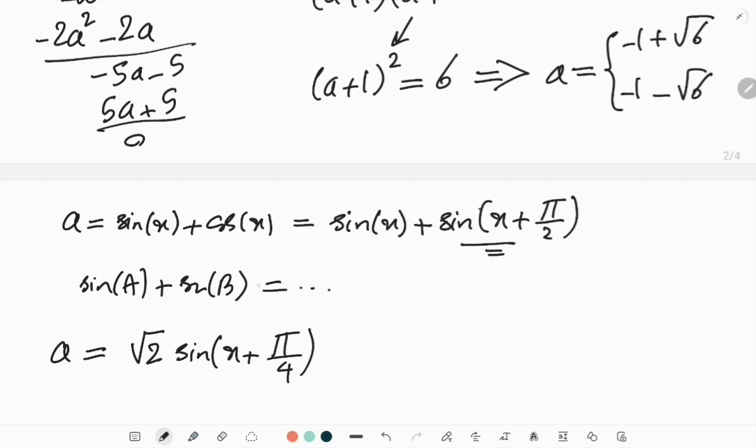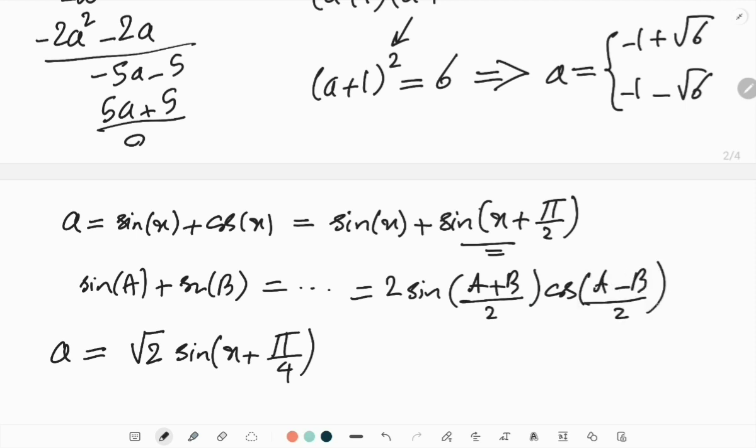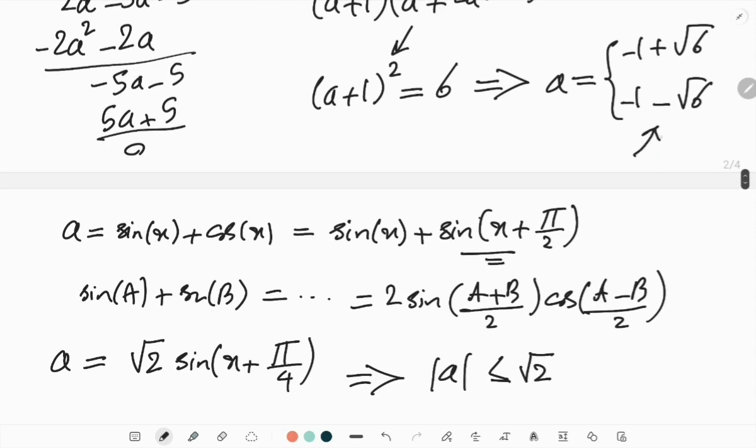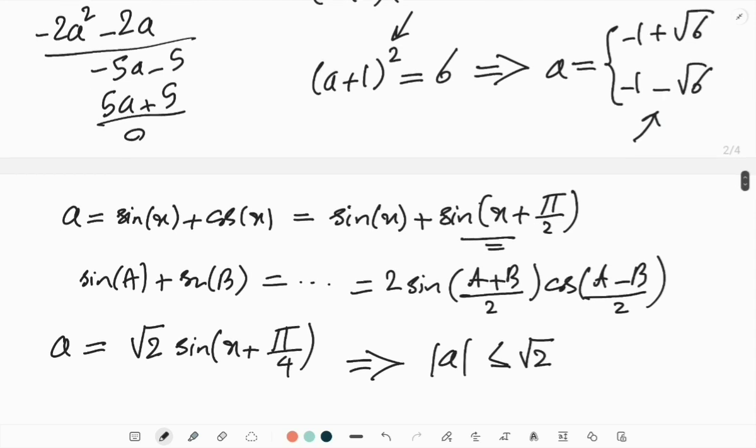You can simply try to prove that, because this is nothing but 2 sine of (a plus b) over 2 times cosine of (a minus b) over 2. And yeah, this can be easily proved. Okay, so if a is this one, and because the absolute value of sine is always less than or equal to 1, then I can say the absolute value of a is always less than or equal to square root of 2. But let's go back to these two values. I want to tell you that both of those values fall beyond this interval.